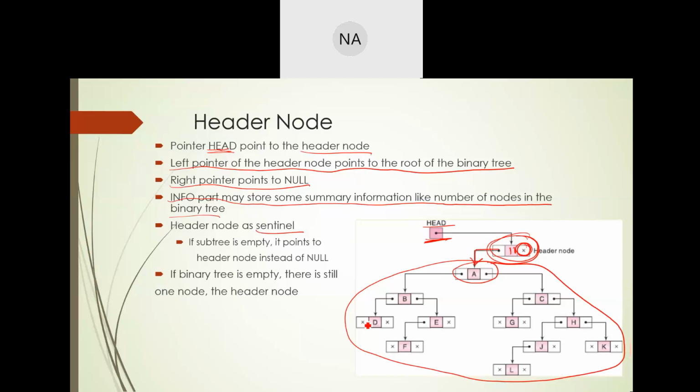Here the null values are basically the null pointers. So instead of pointing to null, you can store the address of the header node over here. It means that any node which points to null will be pointing to the header node instead. So if at any node a pointer points to the header node, it means the left subtree or the right subtree of that node is empty. For example, consider node E.